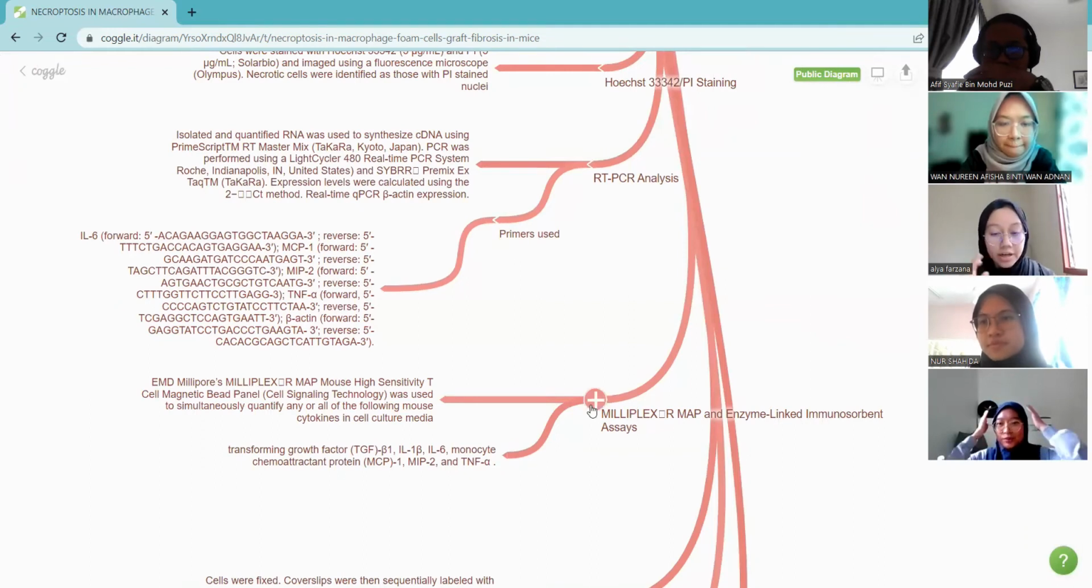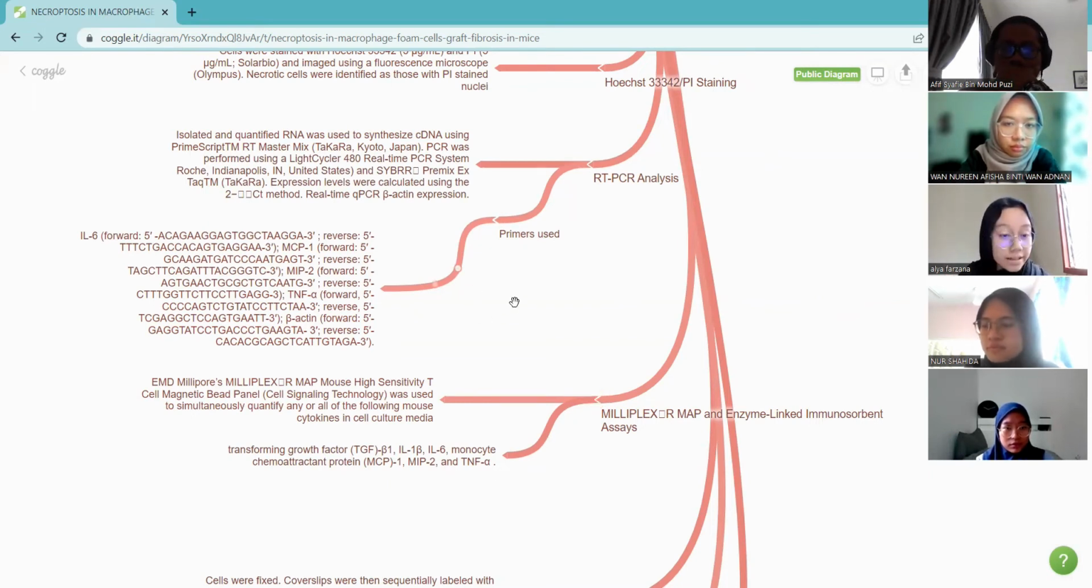So the next is RT-PCR, the normal one that we already learned. The master mix used is PrimeScript RT from Takara in Japan, and then the PCR was performed using LightCycler model 480 real time PCR and SYBR Premix Ex Taq. The expression levels were calculated using the 2^-ΔΔCT method, and below are the primers used for this study.